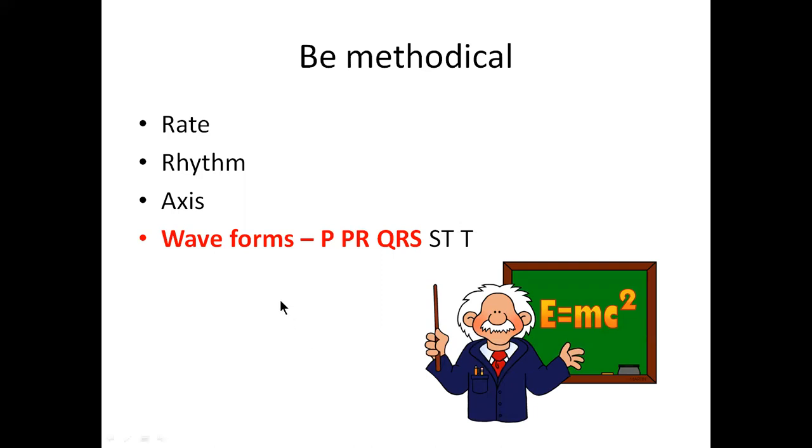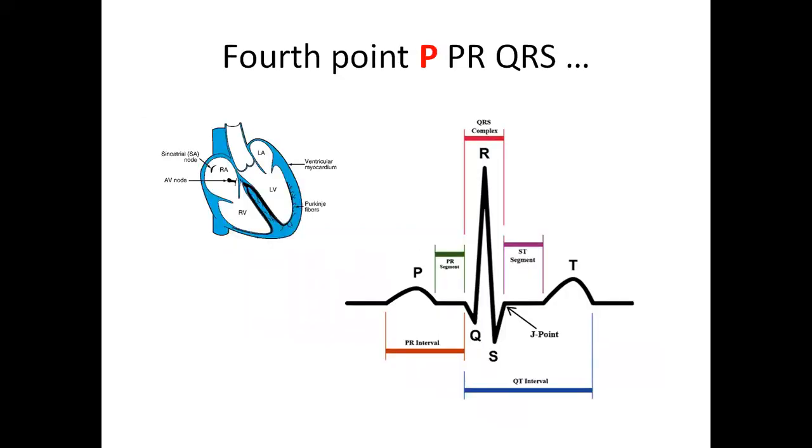Today we are going to look at the waveforms, and in this video we will focus on the P, PR, and the QRS. So just to remind you, the first wave is called the P, and the PR interval is from the beginning of the P to the beginning of the QRS complex. Okay, so that's PR interval. And then the QRS complex itself. Okay, those are the three we will be discussing.